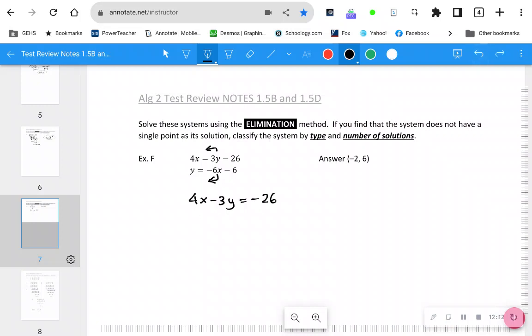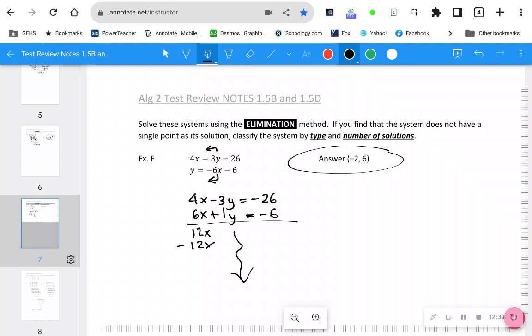So let me do that. Positive 6x plus y equals negative 6. Now, one other change here. I usually put a 1 in front rather than leaving it blank. You know that 1 times y and y are the same. And at this point, you would proceed, just to give you a little idea, you would try to get a 12x there and a negative 12x there and keep going. And if you want to keep going and try it, you should get that answer, negative 2, 6.